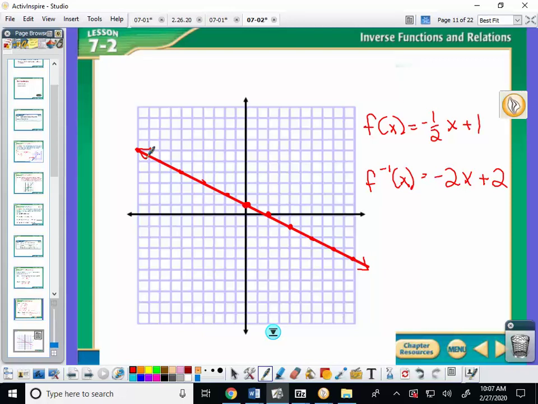When you're ready to graph the second function, the inverse function, we have a y-intercept at positive 2, and the slope is negative 2. So down 2 and right 1. Down 2 and right 1. Up 2 and left 1. We'll draw on our graph.